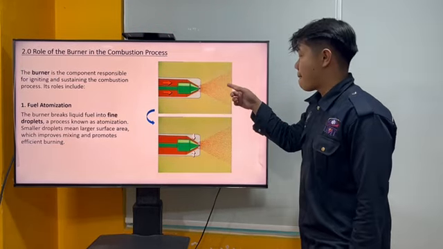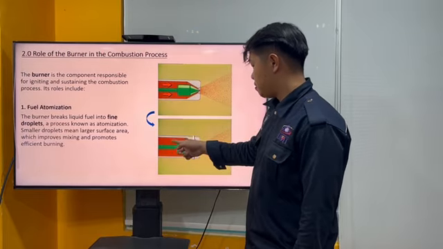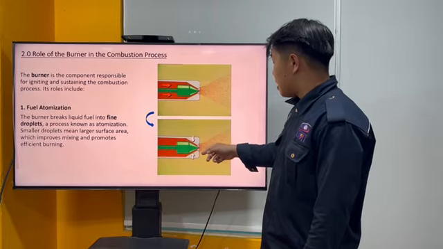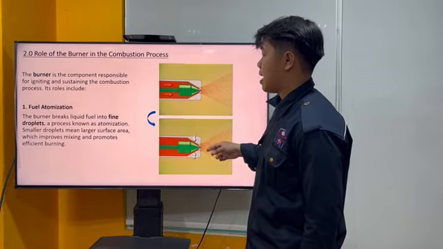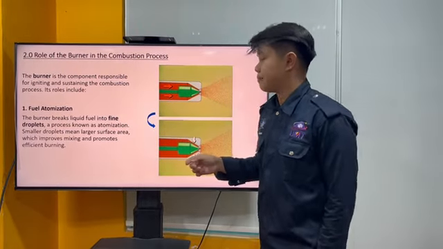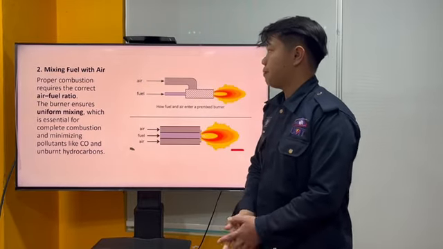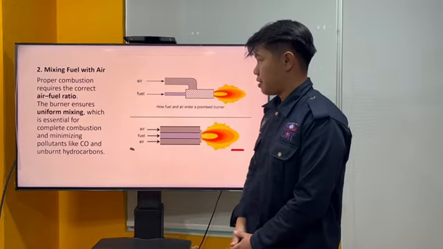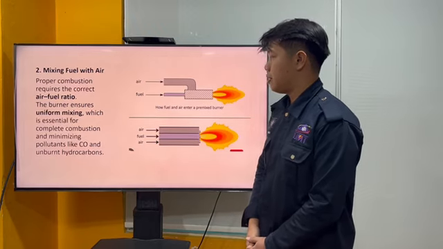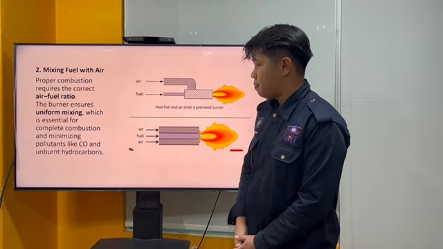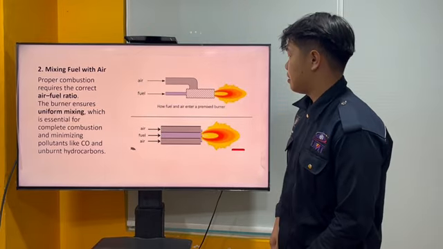So this is the close-up of the ejector of the burner, where the fuel is pressed and released into fine droplets to make efficient burning. Next is mixing fuel with air. Proper combustion requires the correct air-fuel ratio. The burner ensures uniform mixing, which is essential for combustion and minimizes pollutants like carbon monoxide and unburned hydrocarbons.